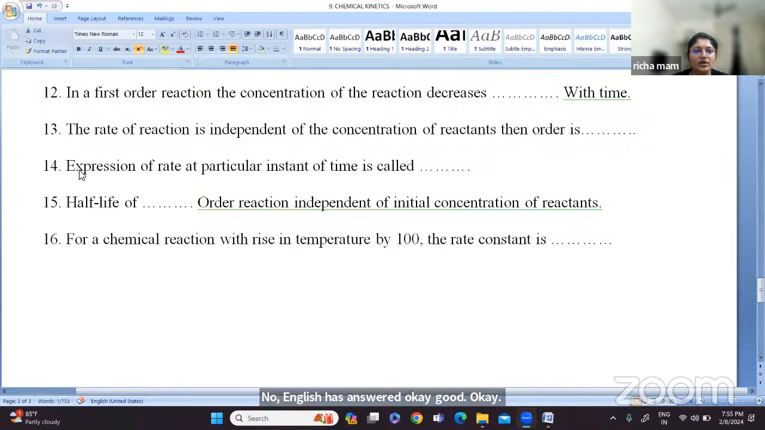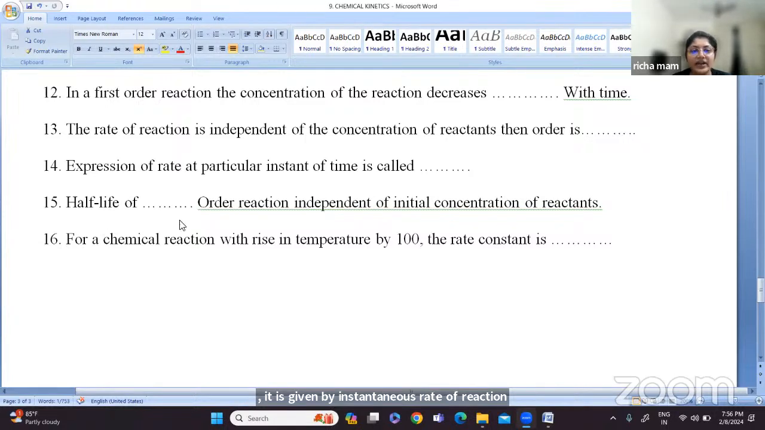Next, expression of rate at a particular instant of time is called. It is called as instantaneous rate of reaction. Okay, expression of rate at a particular instant of time, it is given by instantaneous rate of reaction.